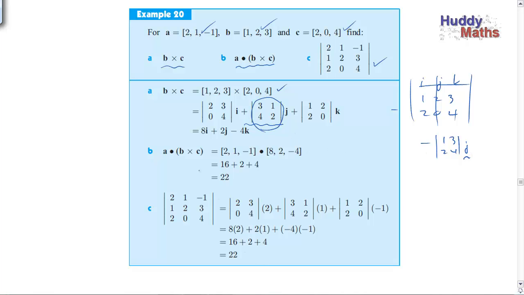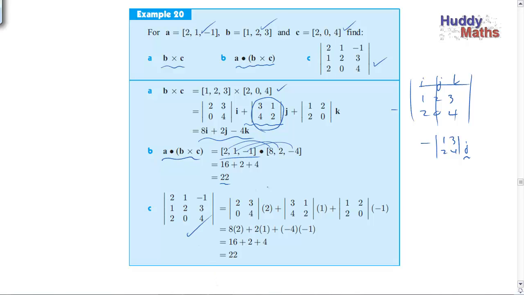So study that. A dot B cross C, you then take this and you dot it with this. So it's that by that, plus that by that, plus that by that. Just bring in the dot product. This is called the scalar triple product, and I'll show you a way of doing that more quickly later on.